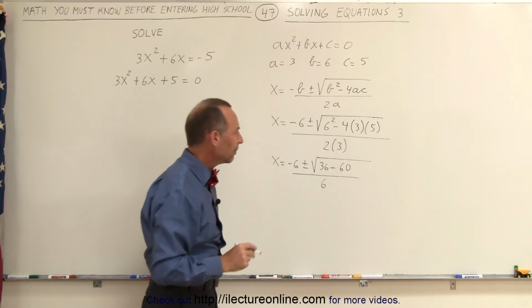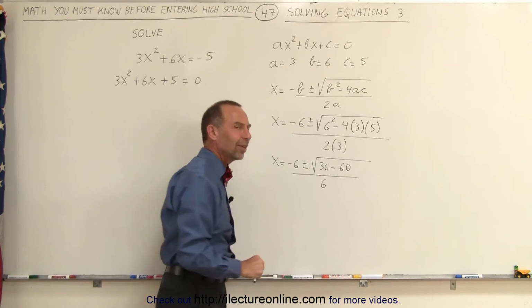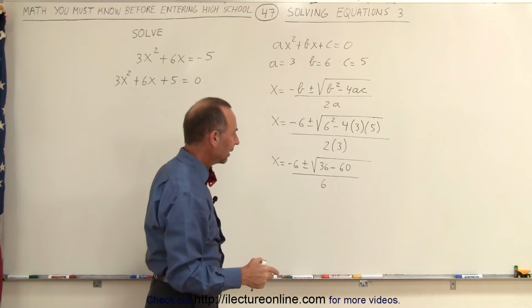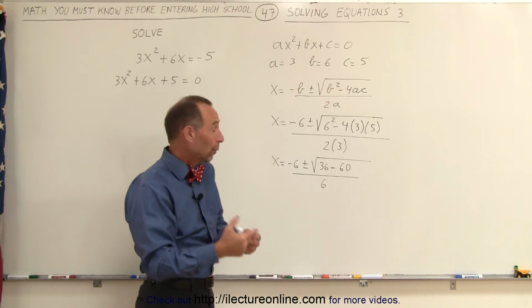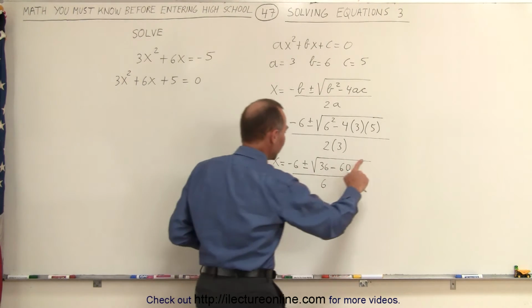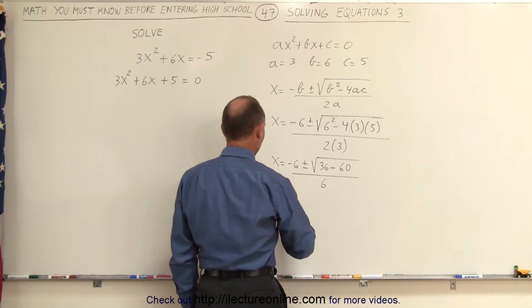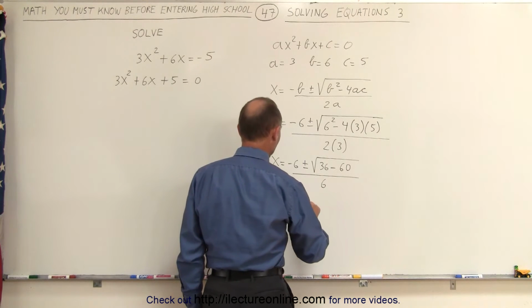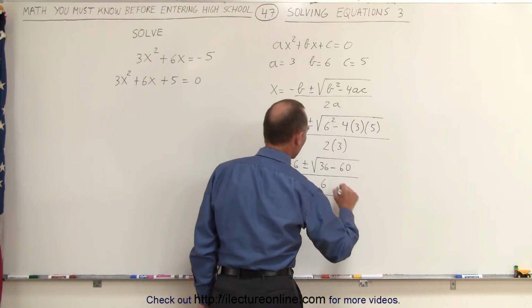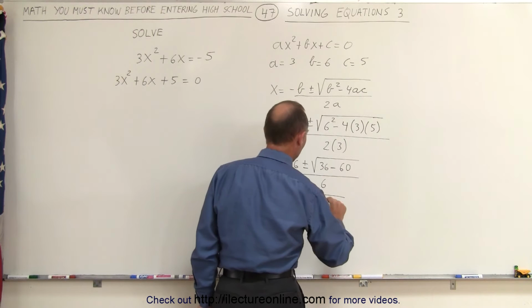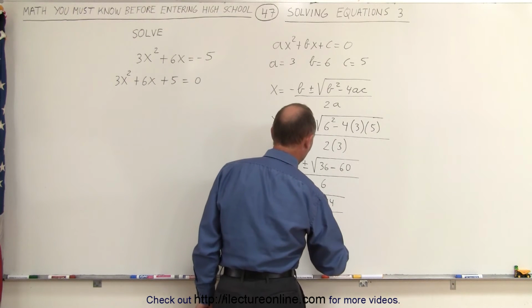Now you may say, well, wait a minute. 36 minus 60, isn't that a negative number? And when you have a negative number under a radical, you don't have a solution. Well, not quite so fast. Let's see here. x is equal to minus 6 plus or minus the square root of 36 minus 60, which is minus 24, divided by 6.